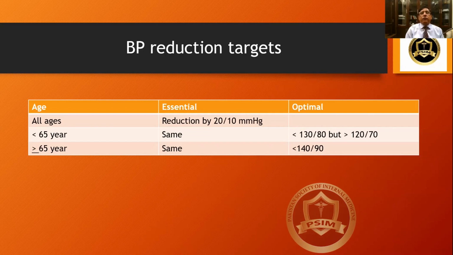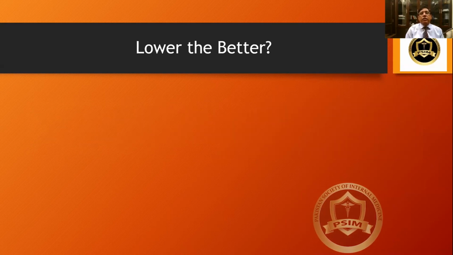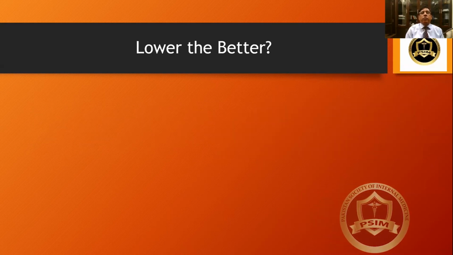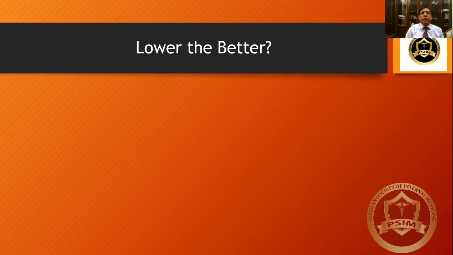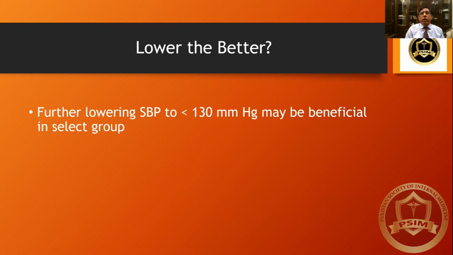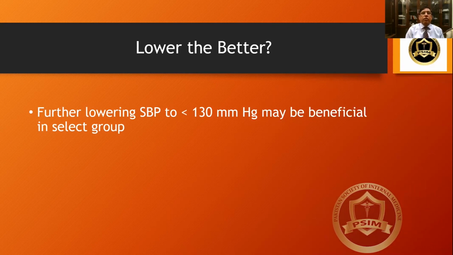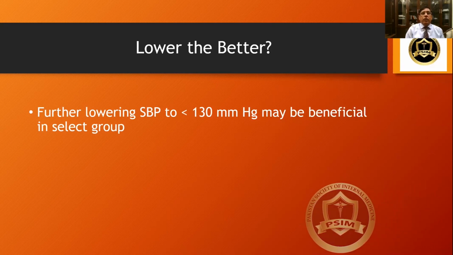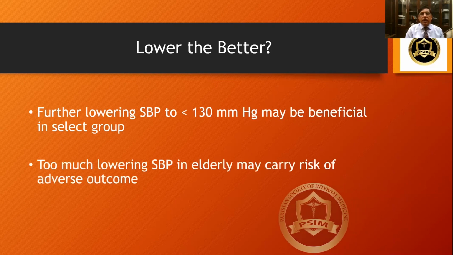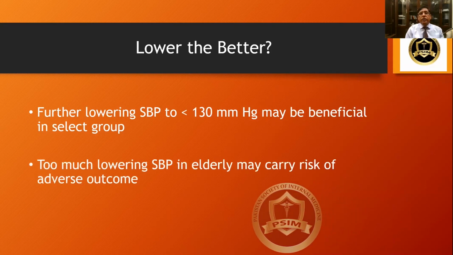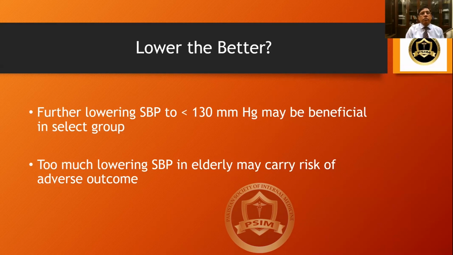The question is, if the risk starts at 115/75, why don't we bring it further down? Lower, the better. Further lowering of systolic blood pressure to less than 130 may be beneficial in select groups, not everyone. Too much lowering of systolic blood pressure, particularly in the elderly, may carry a risk of adverse outcome.